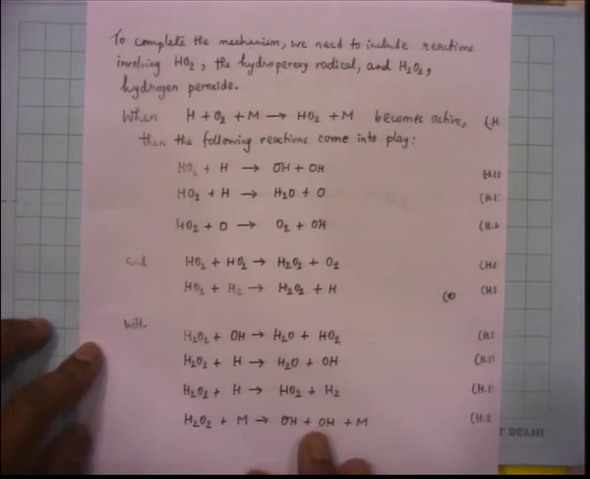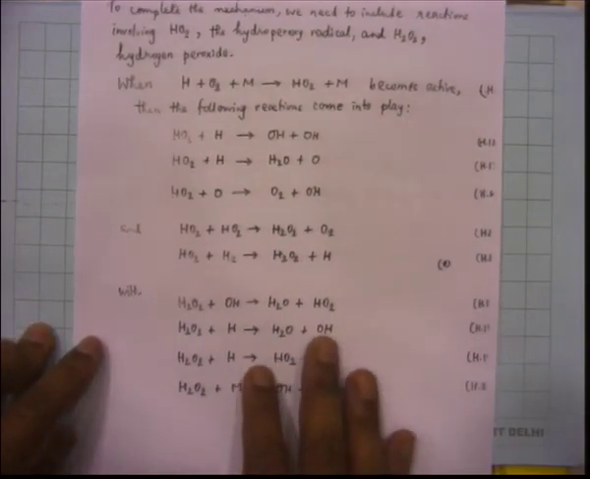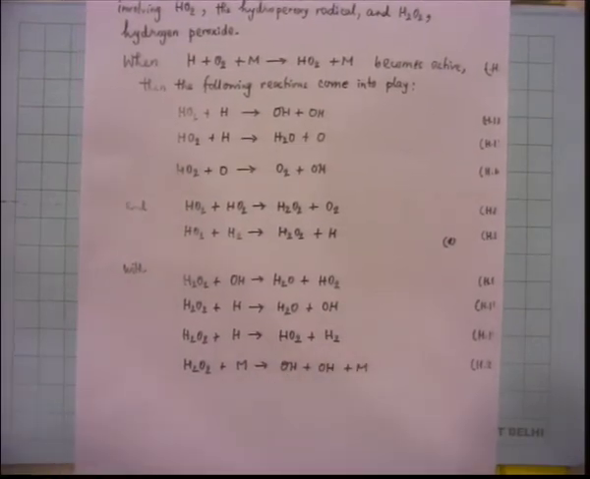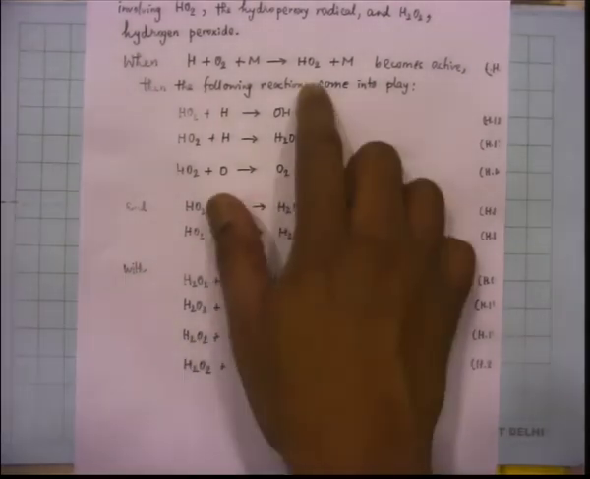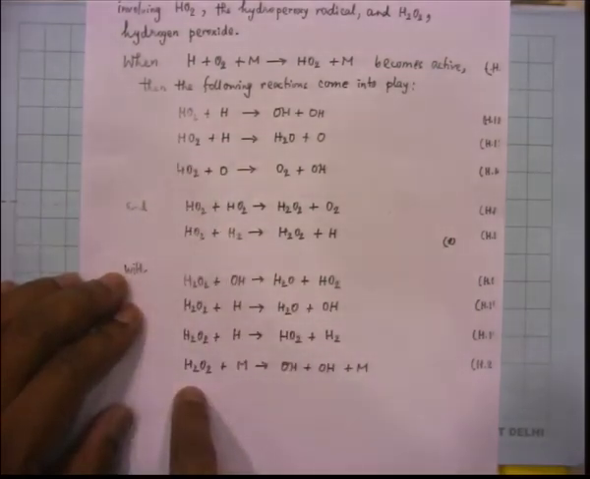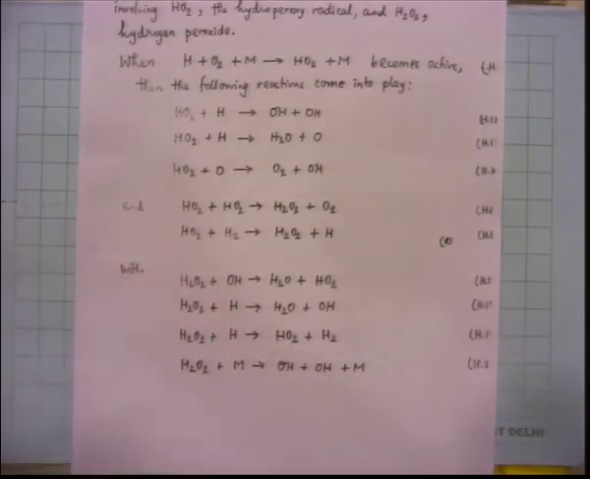So, HO2 is a hydroperoxy radical and H2O2 is hydrogen peroxide. So, these things will show up here. So, now this HO2 has become reactive once you cross the third limit. So, then you see all this sequence of reactions opening up. So, HO2 has now started doing things.